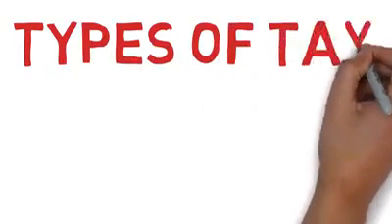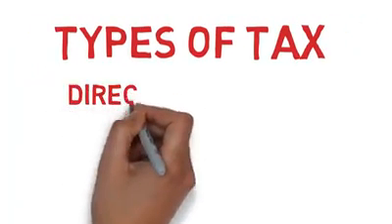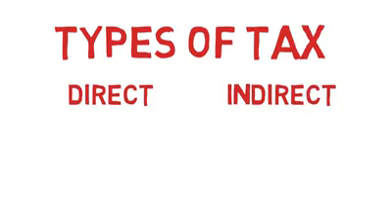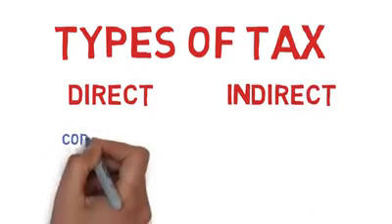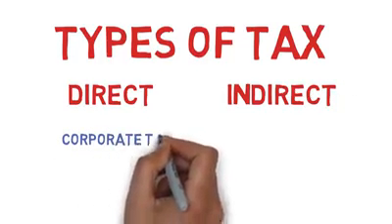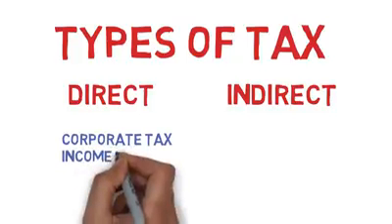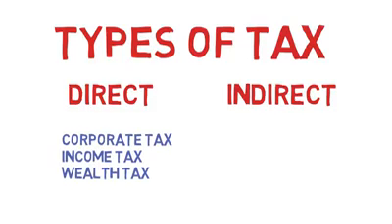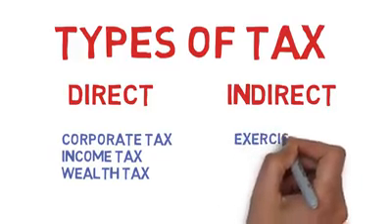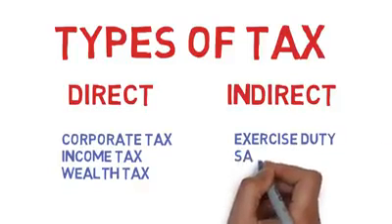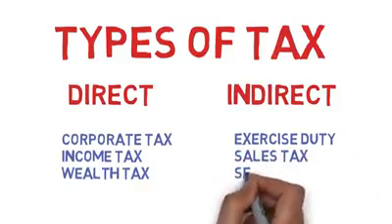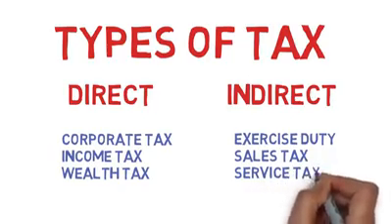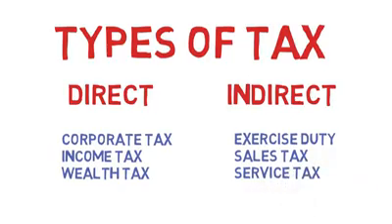There are actually two types of taxes. One is direct tax and the other is indirect. The direct tax is one whose liability cannot be shifted to someone else, like corporate tax, income tax, wealth tax, etc. But indirect tax is the tax whose liability can be shifted to someone else. It includes central excise tax, sales tax, services tax, etc.